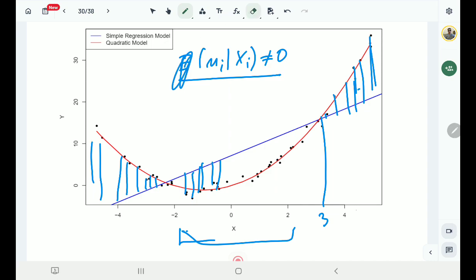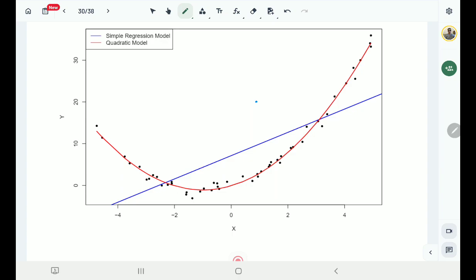Therefore, this model is false. So assumption 1 is violated. The model is wrong. But you don't see the same for the quadratic model, because the quadratic model is the true model. That is, the data is actually generated by the quadratic model, and therefore once you fit this red quadratic model to the data, you don't see that pattern.